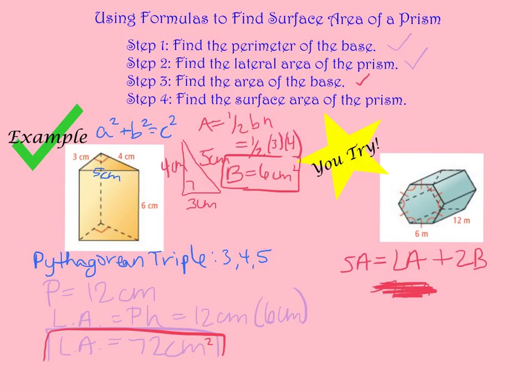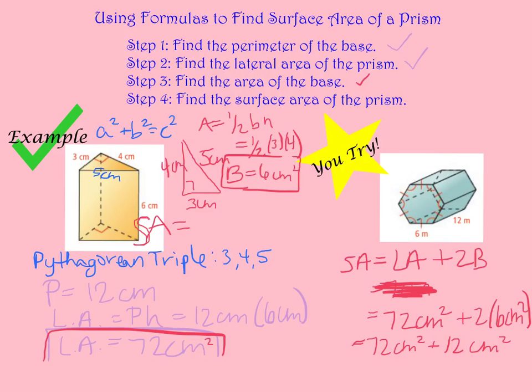I should have 72 centimeters squared plus my 2 bases. So 2 times 6 centimeters squared. That gives me 72 centimeters squared plus 12 centimeters squared. So my area of this shape, I'm going to put it right back over here so we can see the area of that shape right there, the surface area, is equal to 84 centimeters squared.